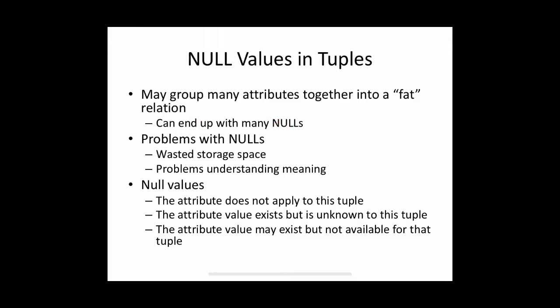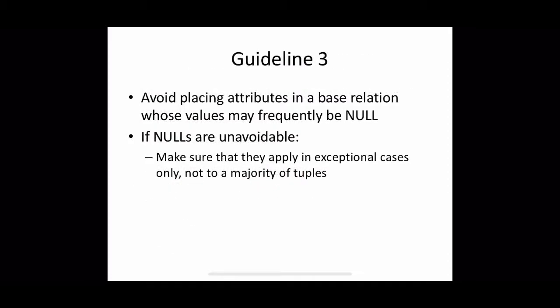So what are the different problems with these null values? It creates a lot of storage wastage, and it creates problems in understanding the meaning of the corresponding tuple. The guideline 3: as far as possible, avoid placing attributes in a base relation whose values may frequently be null. Maximum possible we have to avoid any attribute which is having null values. If nulls are unavoidable, make sure that they apply in exceptional cases only, not to a majority of tuples.